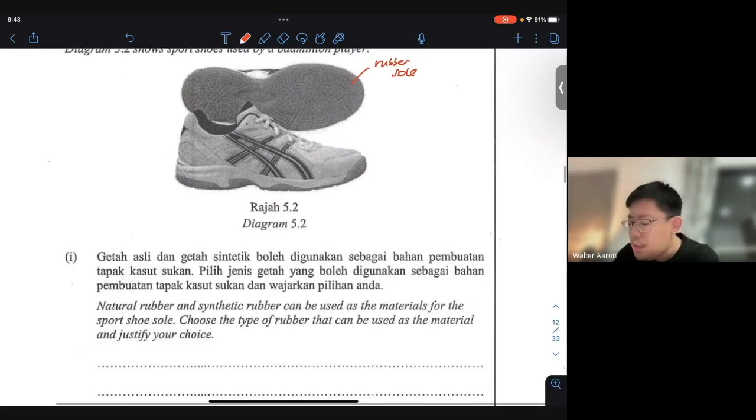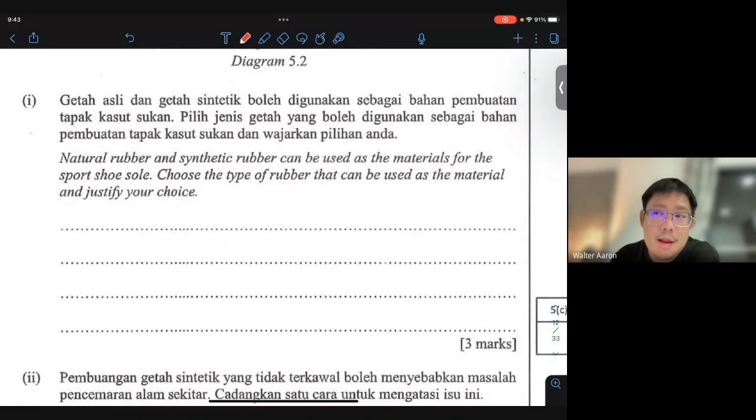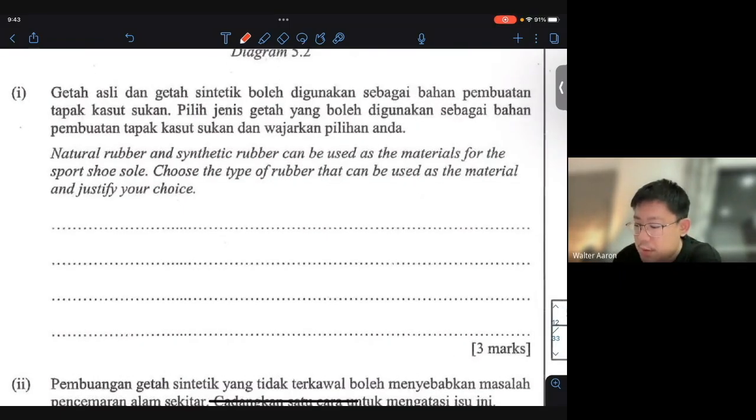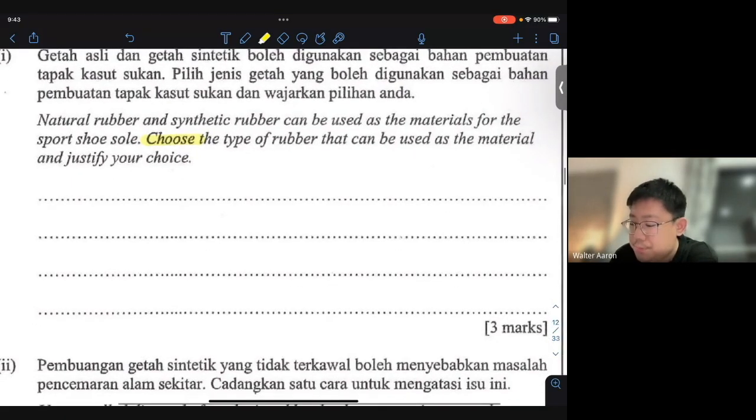Okay. So if that's the case, then of course, if you use natural rubber, it will melt, or it will just wear off way faster compared to synthetic rubber. However, you see, this one is entirely up to you, whichever you want to choose. They give you an option, so there's no right or wrong in this question. If you choose natural rubber, you just have to justify why. If you choose synthetic rubber, you just justify why. That's it. It's up to you whichever you want to choose. So that's why I say justify your choice.